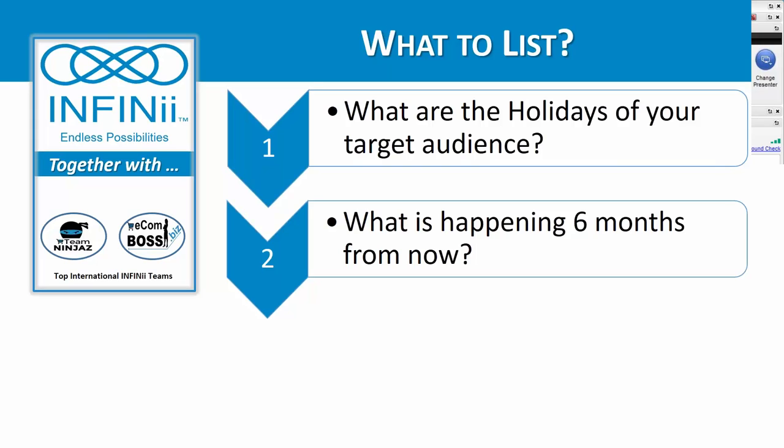Now these lists, obviously, are in no way all inclusive, but this is something to get your mind going, to start thinking of what items you should list. You also have to start thinking at least 6 months ahead. So, 1 month, 2 months, 3 months, 4, 5, 6 months ahead of time. What's happening? What's coming up?